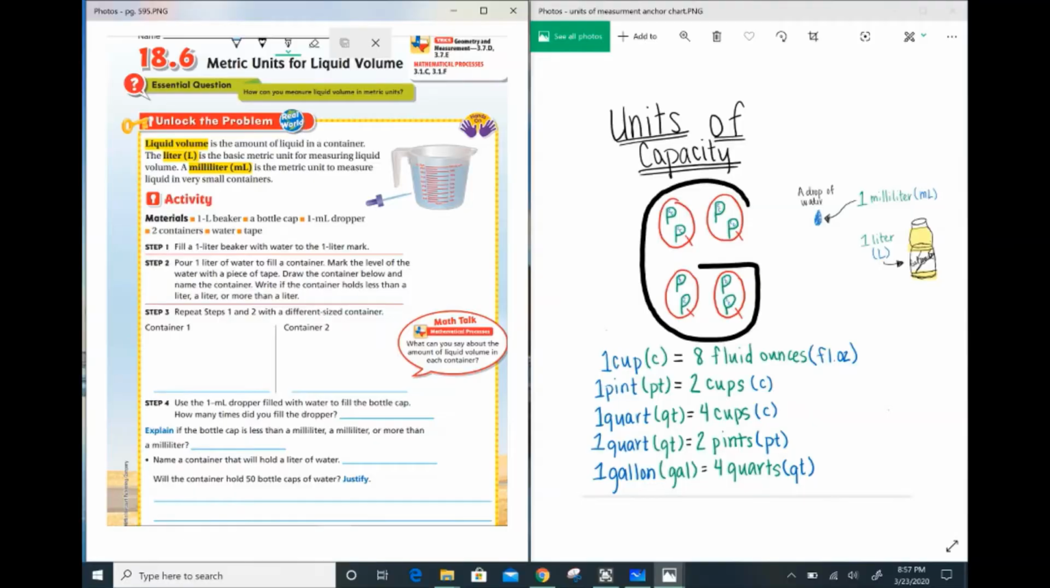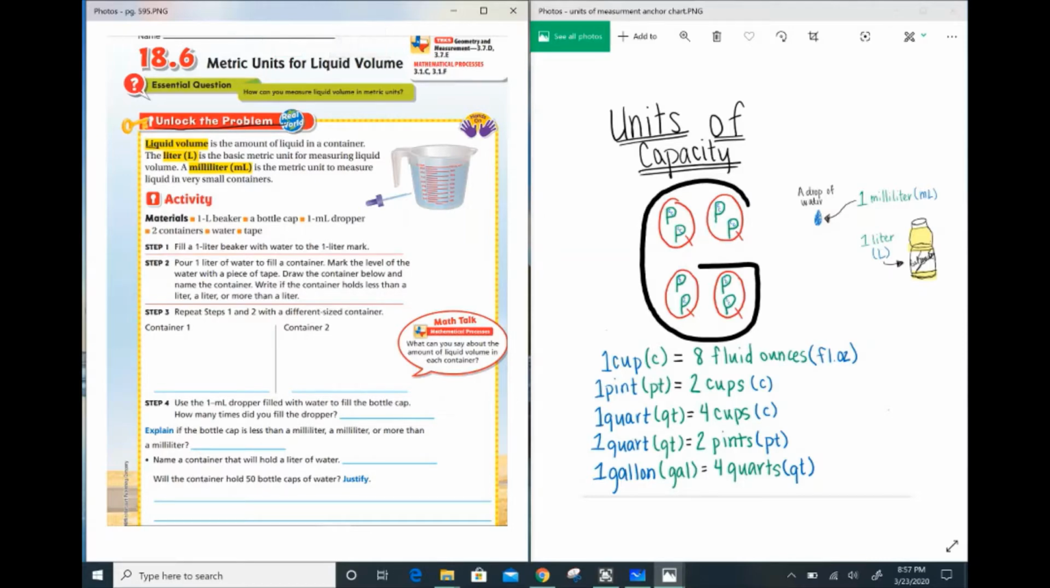Boys and girls, welcome to our 18.6 lesson, which is metric units for liquid volume. Now in this lesson, we're going to be able to measure liquid volume in metric units. So we're going to go ahead and unlock the problem. Let's start reading.